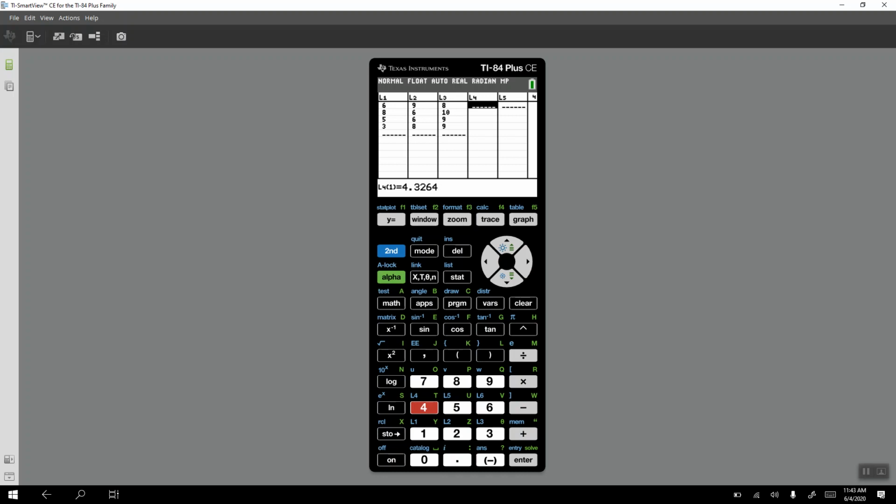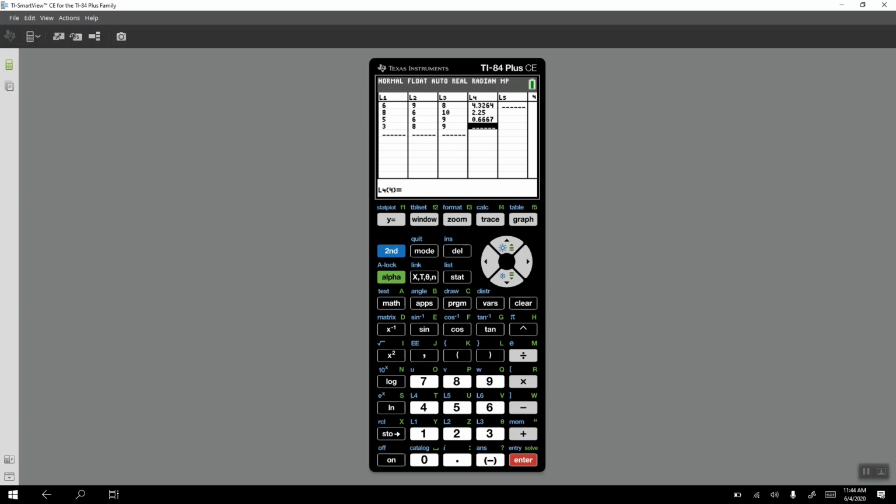The first variance was 4.3264, enter. The second variance for sample 2 was 2.25. The third variance for the sample was 0.6667. There we go. Awesome. So this is my list. It only contains the 3 variances because, again, we only had 3 samples.